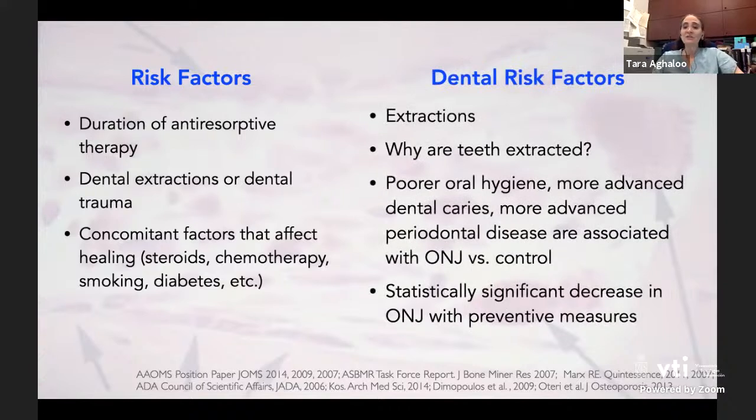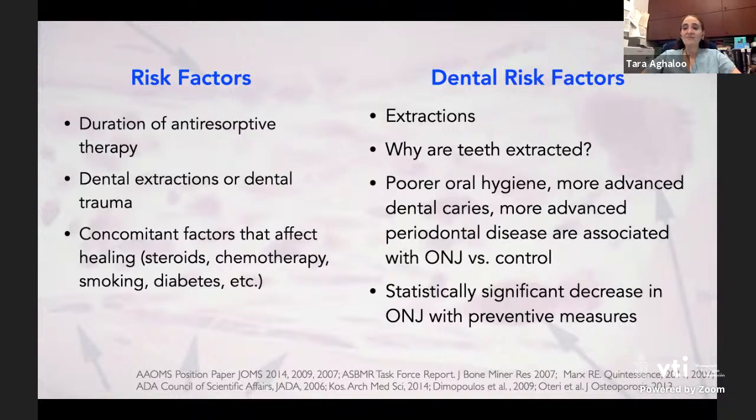And then we also have dental risk factors, right? So the extractions, but also thinking about why the teeth are being extracted. And this is really the first thing that got us interested in studying osteonecrosis in the laboratory setting, because we were thinking more about why the teeth were removed rather than just the fact that they were extracted. There have been studies that have definitely supported that, where patients with poor oral hygiene or more advanced dental disease, whether it be periodontal disease or caries leading to endodontic problems and periapical disease, those patients had more osteonecrosis.